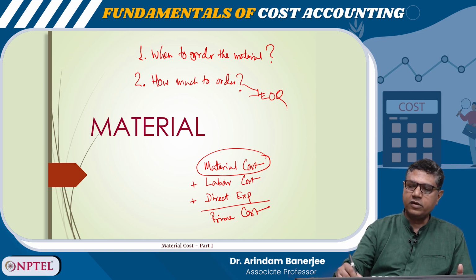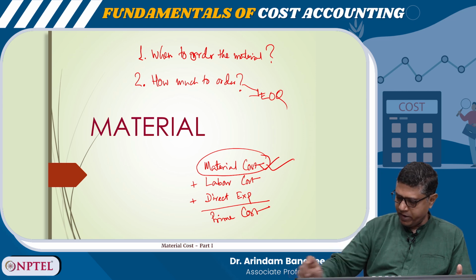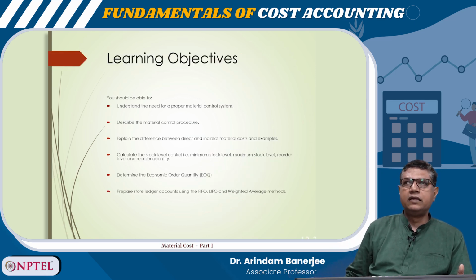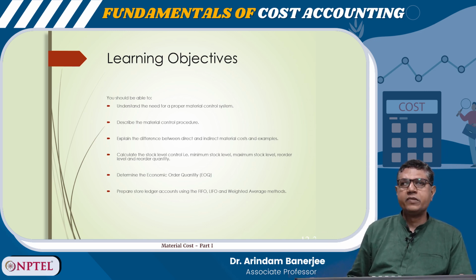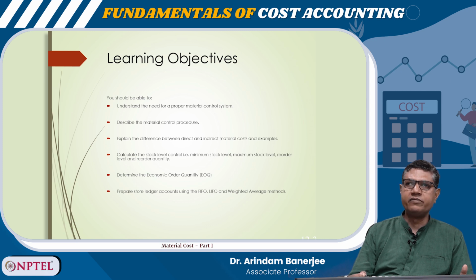Okay. So, we will discuss the material cost. So, these are the learning objectives. Understand the need for a proper material control system, describe the material control procedure, explain the difference between indirect and direct material costs with examples, calculate the stock level control, that is this question of when to order, right, and determine the economic order quantity, that is how much to order, and the last one is the valuation of inventory, how we can do the valuation of the inventory.